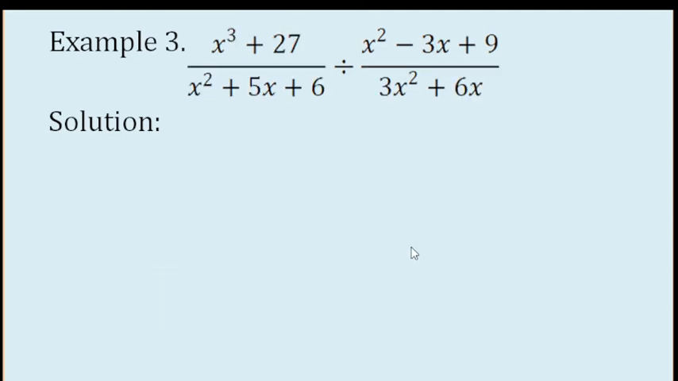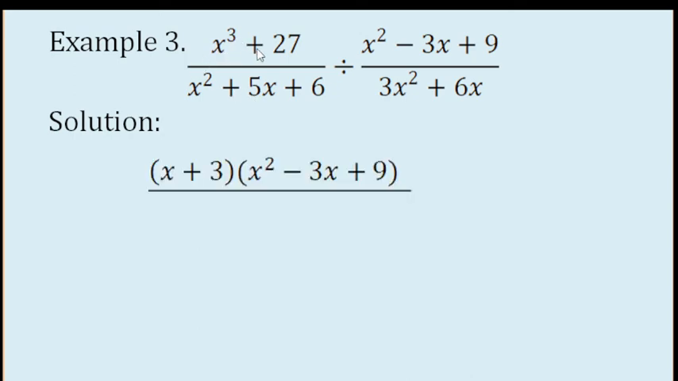Example number 3. We will factor again the numerator. So x cubed plus 27, the factors are x plus 3 times the quantity x squared minus 3x plus 9, because this is the sum of 2 cubes. The factors of x squared plus 5x plus 6 are x plus 2, x plus 3. And then we will change the sign to multiplication. We will factor the numerator and write the factors down here on the denominator.